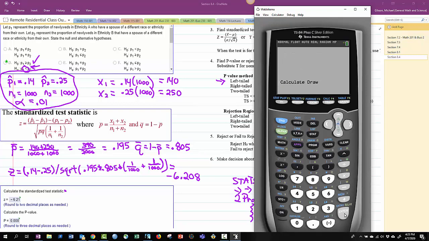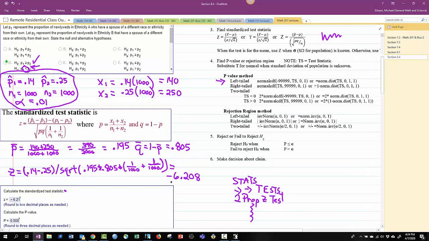Now, Calculate is highlighted, pick Calculate. Now, what we have here, first we have our test statistic, minus 6.208. You'll notice, by the way, that this matches what I got from the calculation when I did it for what we would do in Excel. And they've just rounded to 2 decimal places here, minus 6.21.